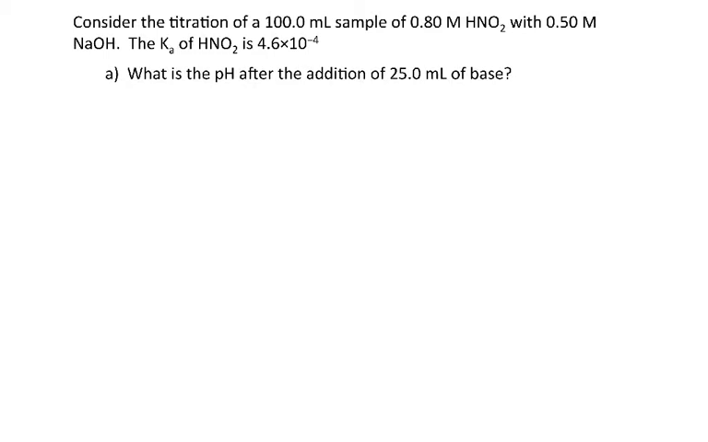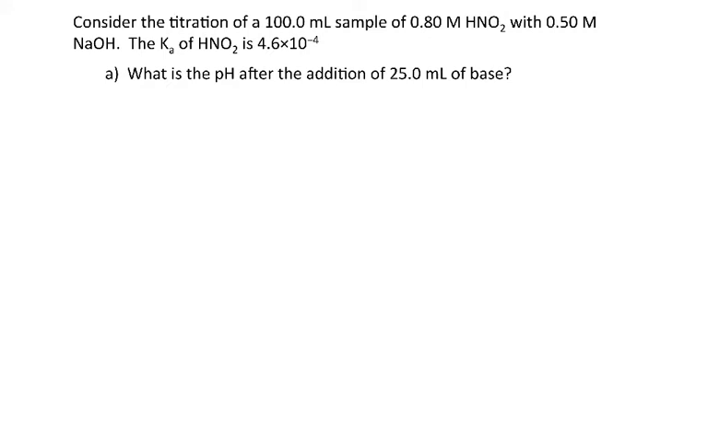This is the second in a series of videos on the titration of a weak acid with a strong base. Now, when I'm making these videos, I'm assuming that you've watched the previous ones. So if you haven't watched the previous videos and there's something that you don't quite understand, you may want to go back and look at the previous videos. So in this case, we want to know what is the pH after we've added 25 milliliters of the base.